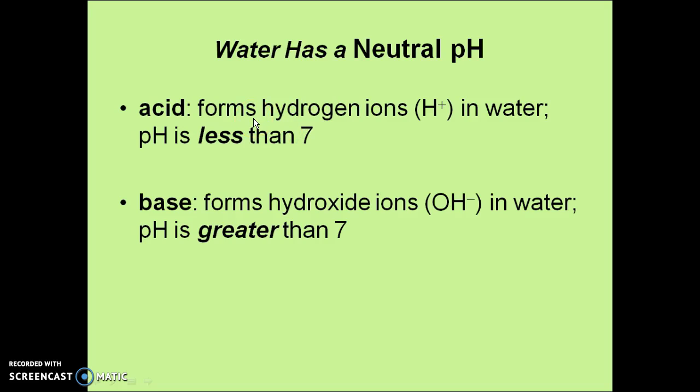All right, how are acids and bases different from each other? Well, acids are going to form hydrogen ions in water, and again, their pH is less than 7, whereas bases are going to release hydroxide ions, or OH minus, in water, and their pH is greater than 7. So again, acids let off hydrogen ions, or H plus, in water, and bases let off hydroxide ions, or OH minus, in water.